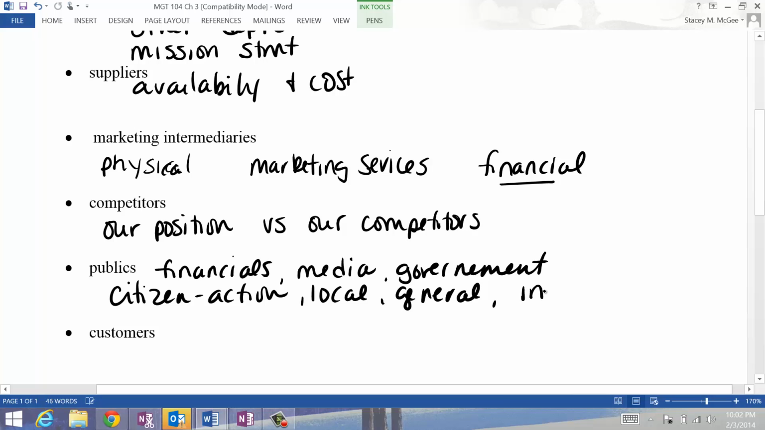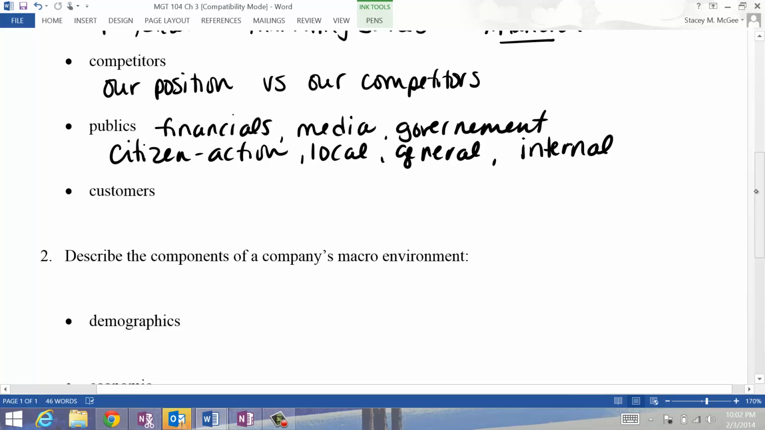And there's also internal publics. And this is something that's important not to forget. Stockholders would fall under financial publics, but internal publics primarily are our employees. And they are most of the times our front line with our customers, so we need to make sure that they're happy as well. And then there are our customers, which we can't forget them.